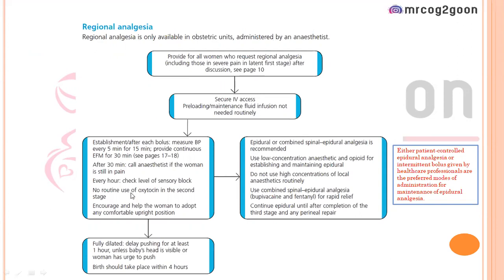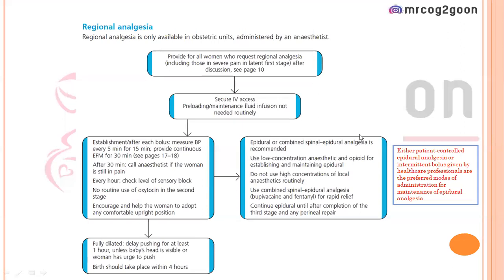After epidural establishment and after each bolus, we have to measure blood pressure every 5 minutes for 15 minutes. This came as a question before. Provide continuous electronic fetal monitoring for 30 minutes. After 30 minutes, call the anesthetist if the woman is still in pain. Every hour, check the level of sensory block. No routine use of oxytocin in the second stage. Encourage and help the woman to adopt any comfortable upright position.